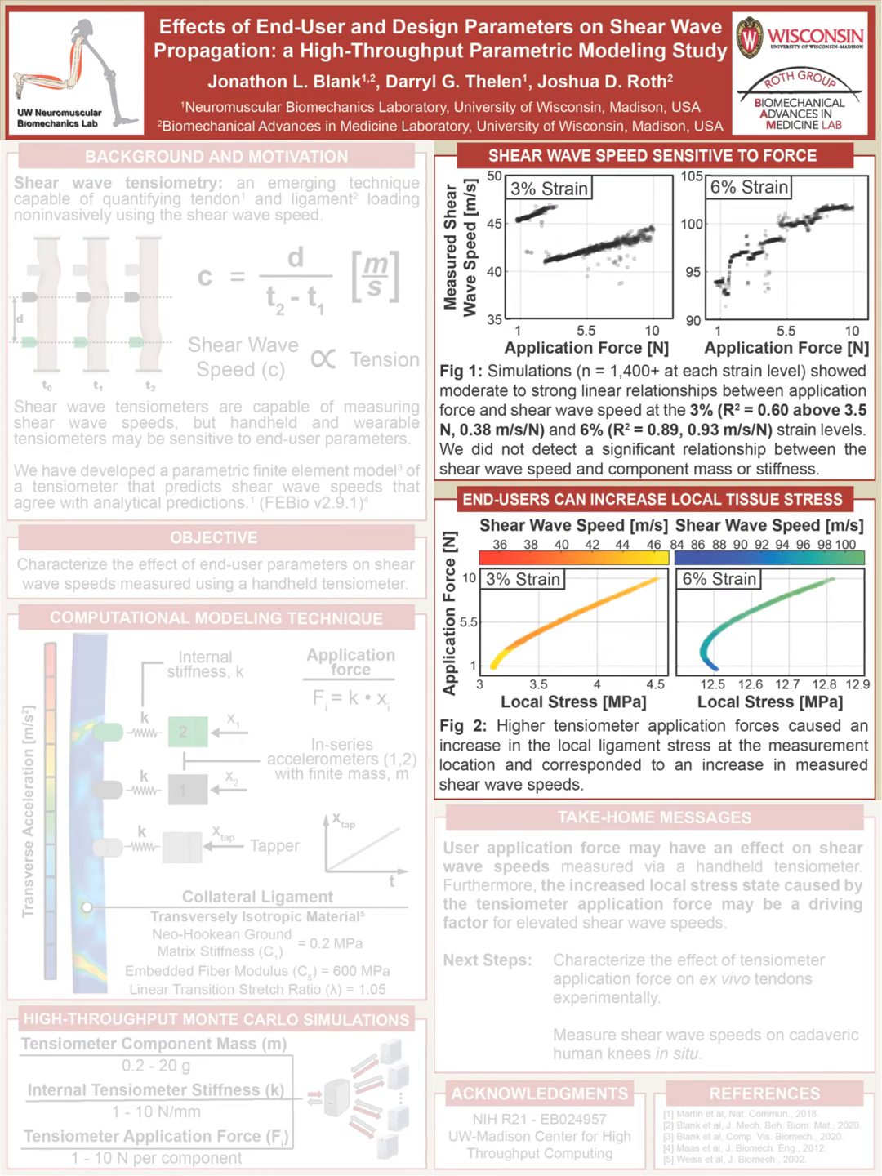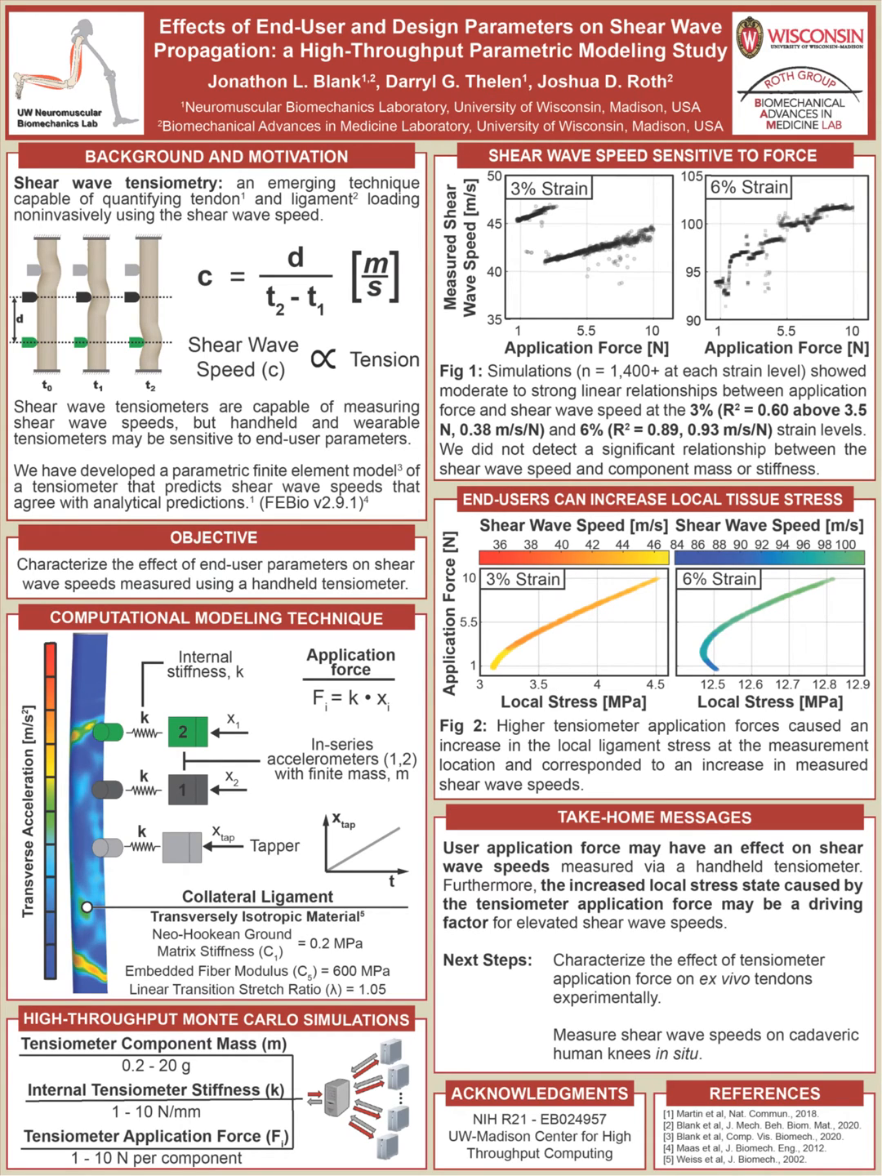Furthermore, higher application forces corresponded to a higher local stress at the measurement location in the ligaments. Since shear wave speed scales with the axial stress in tissues, this could be a causal mechanism for the higher measured shear wave speeds during higher tensiometer application forces.